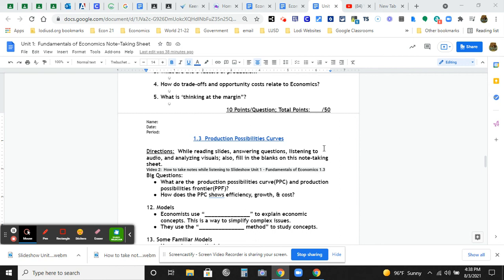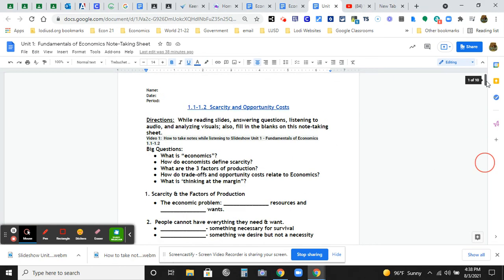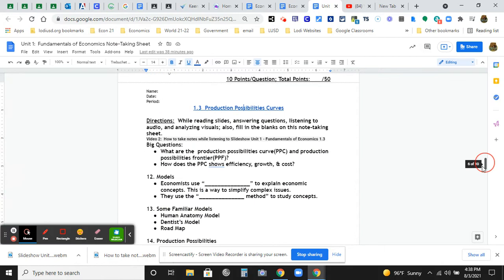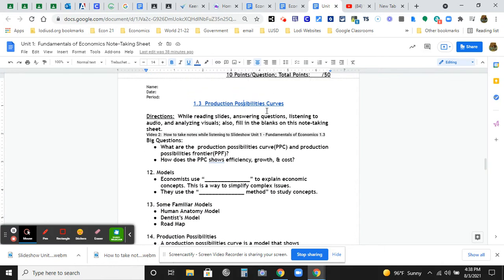This is video 2 on the fundamentals of economics note taking sheet. We're going to be focusing on the production possibility curves, as opposed to last time when we focused on scarcity and opportunity costs. Okay, so now we're going to look at some graphing type stuff.